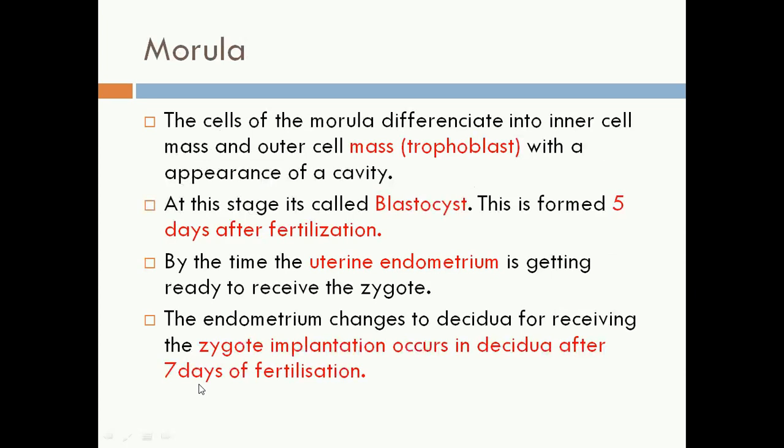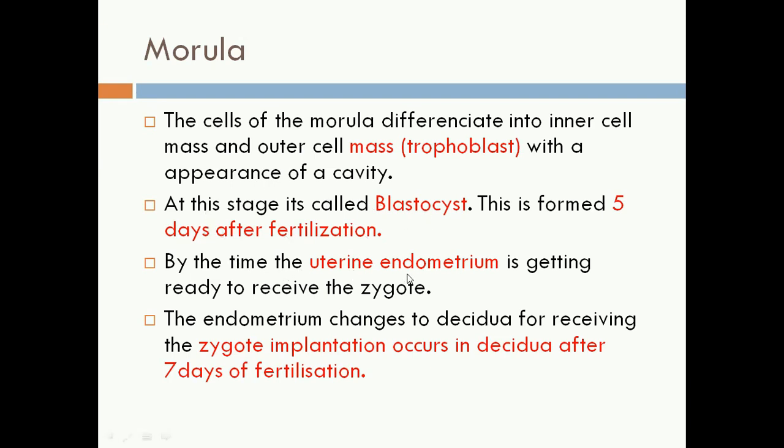The morula is called the mulberry stage, and it differentiates into an inner cell mass and an outer cell mass. The outer cell mass is called the trophoblastic cells, and they become the future placenta. So at this stage, it is called the blastocyst because it has a big cavity there, and it is formed 5 days after fertilization. The morula only changes into the blastocyst. Okay, the first stage is the morula, that is the 16 cell stage. Then it becomes the blastocyst. So that is almost 5 days after fertilization.